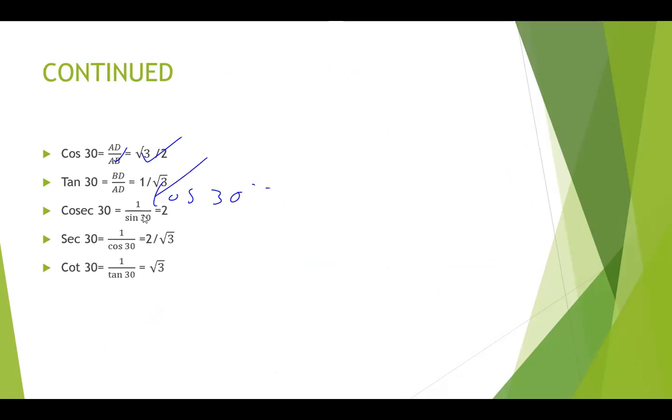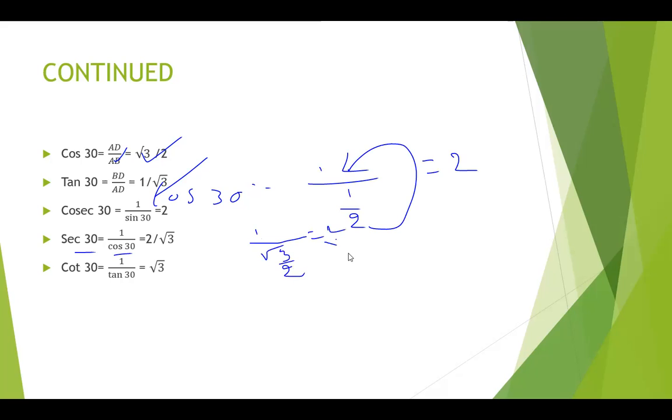Then for cosec 30, 1 by sin 30 also you can write, because cosec 30 is the reciprocal of sin 30. Like that, 1 divided by 1 by 2: the denominator of the denominator comes to the numerator, you will get plus 2. Sec 30 degree is the reciprocal of cos 30 degree. We know 1 divided by, what is cos 30? It is root 3 by 2. So it is 2 by root 3. Cot 30, 1 upon tan 30, this is root 3.